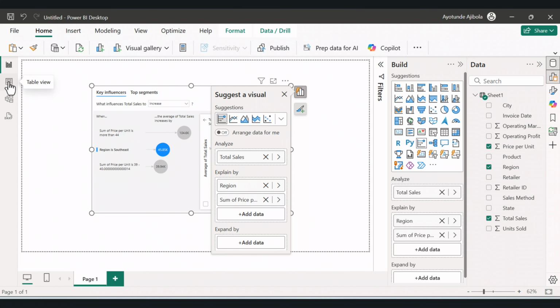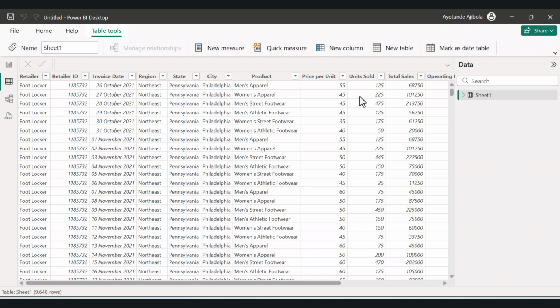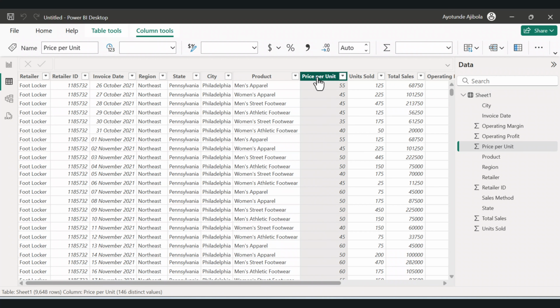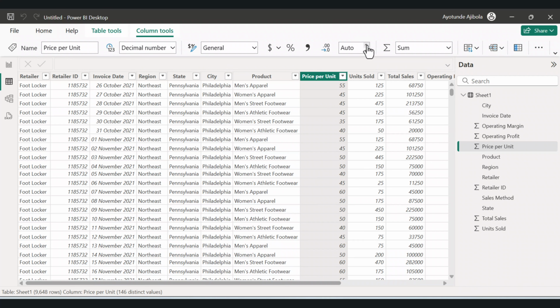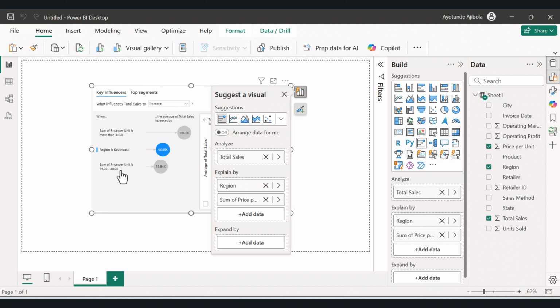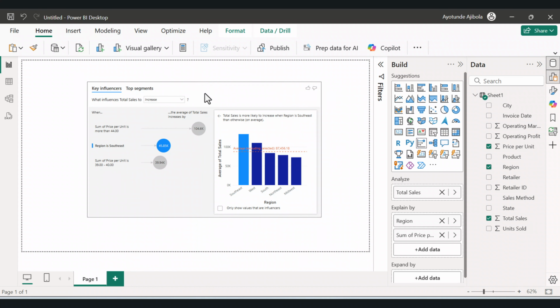So let's go to the data view. What we want to have adjusted is the price per unit, and let's set the decimal place to 2 and not auto. Now it looks cleaner. The visual defaults to the key influencers tab.